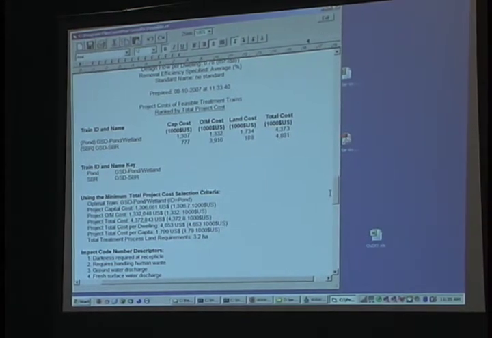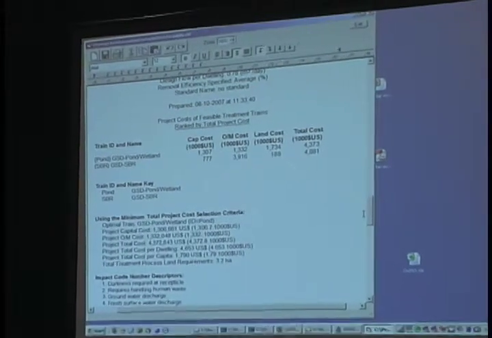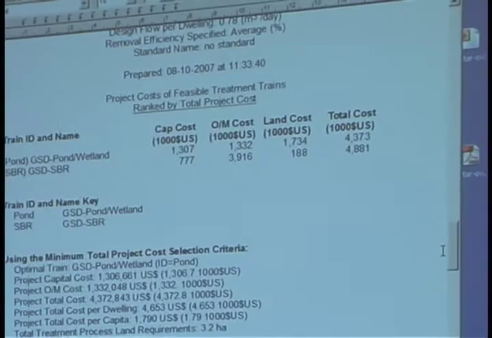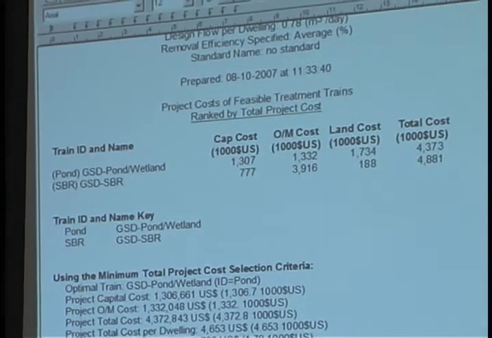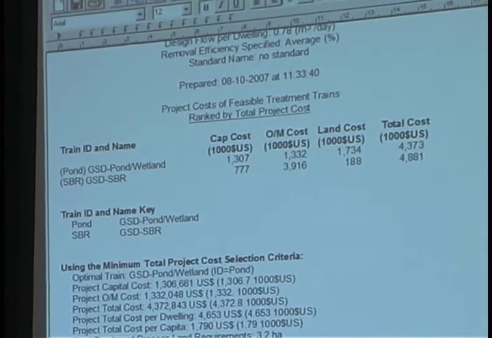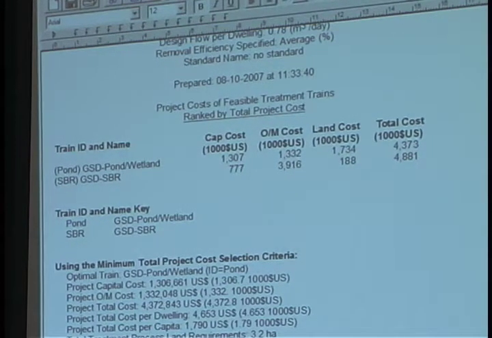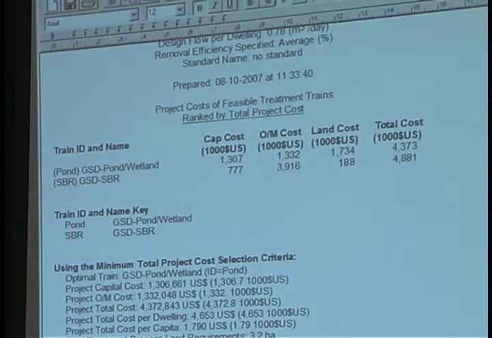Now, if we look at this summary of the costs here, and just compare the capital costs, this is total project costs over the life of the project, the 20 years. The capital costs, notice that the pond actually costs more to build, almost double to build. The O&M costs tell a different story. Over 20 years, the O&M costs are significantly less.